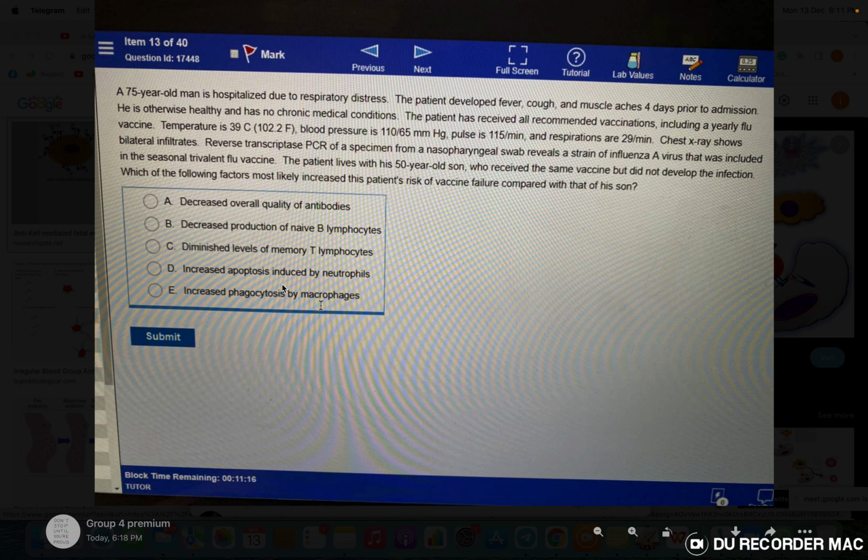Yes? Cannot be the last two. So it must be one of these. So if it is one of these, it's either decreased overall quality of the antibody, we'll see, decreased production of naive B cells, or diminished level of memory T lymphocytes. Which one of these basically keeps the immunity for a longer time? Sounds like the memory. Yep, I agree. I think it is. Yep.